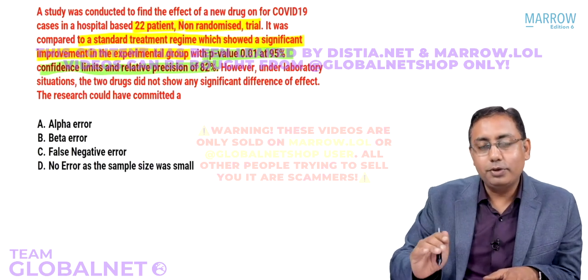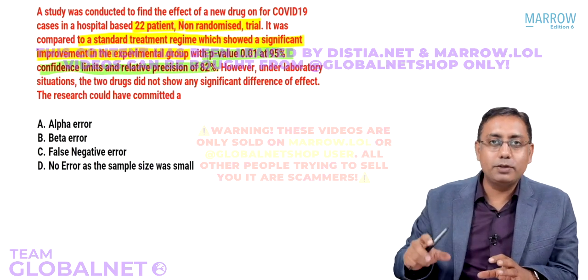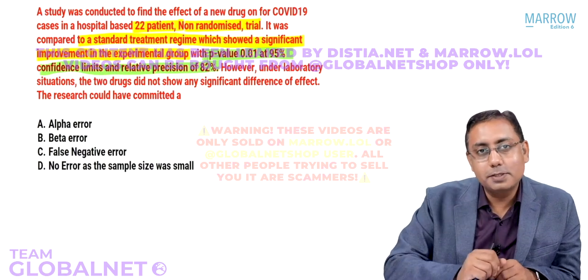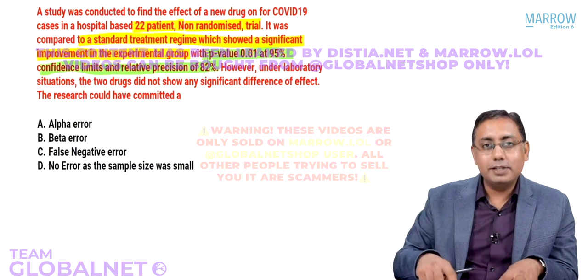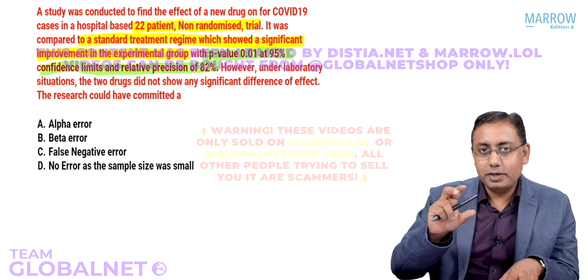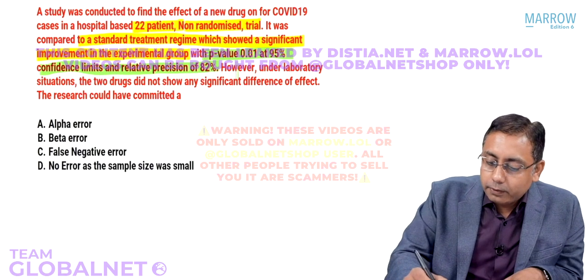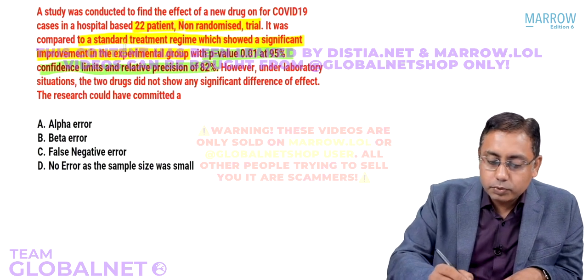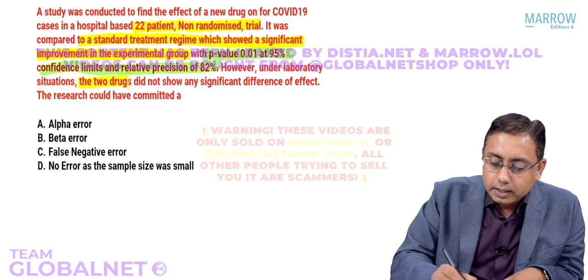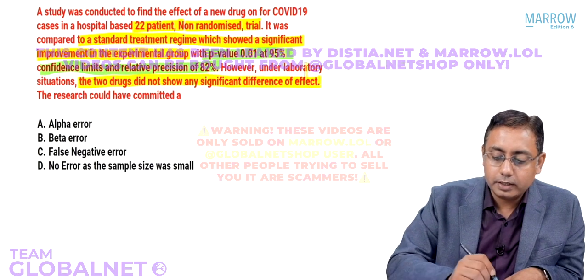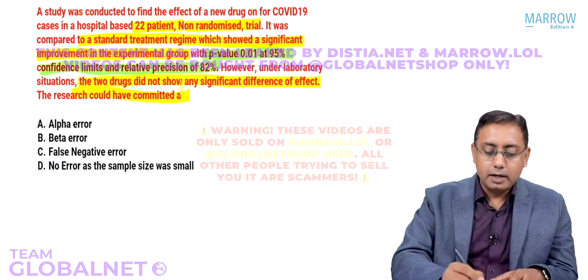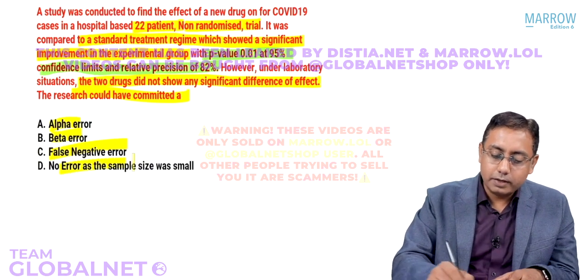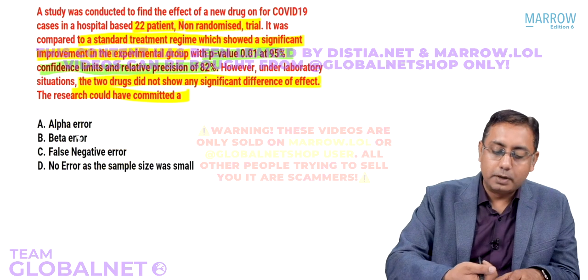So that's the reason I told you need to look at this MCQ from a biostats perspective as well. Once you have completed this module and you did not understand this, please refer to the section where we discussed p-values. However, under laboratory situations, and that's the important part, 2 drugs did not show any significant difference of the effect. The researcher could have committed an alpha error, beta error, gamma error, false negative error, or no error. What do you want to mark?